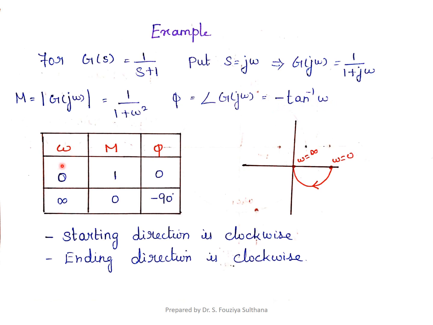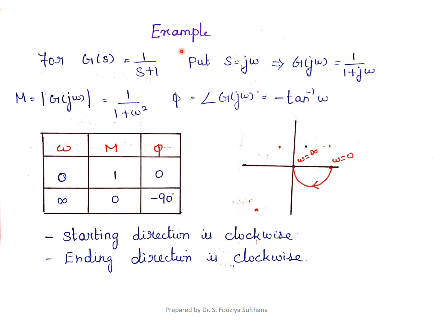Now put ω = 0 and ω = infinity to find the magnitude and phase angle. So at ω = 0, the magnitude is equal to 1 and the phase angle is equal to 0. At ω = infinity, the magnitude is equal to 0 and the phase angle is equal to minus 90 degree. To find the starting direction, we have to check where the pole locates.